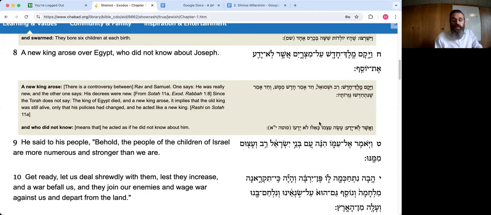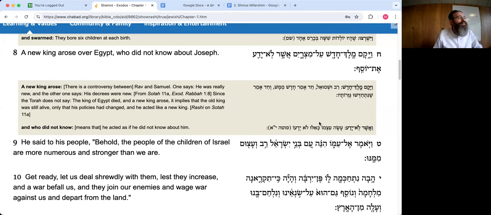But the point here is, so one opinion is, look, it doesn't say the previous king died. So if it doesn't say the previous king died, maybe it's not a new king. Maybe it means new policies. Because Melech means kingdom. But what is king? King is the policies of the king, right? A new king is new policies.